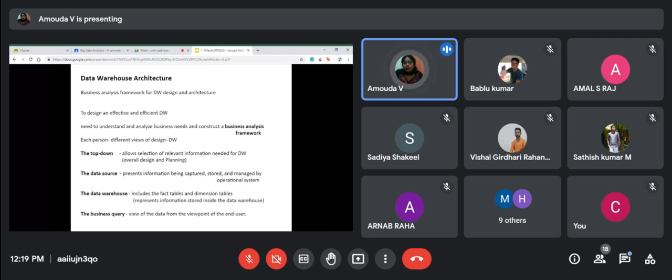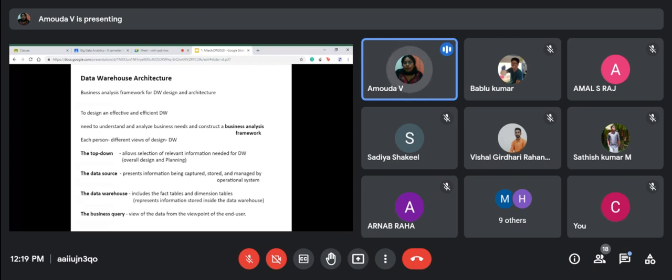Then what is the architecture? Whatever we have seen so far is the architecture actually. Business analysis framework, or design and architecture. Straight away, I'll tell you what the architecture is. You should be in a position to access the data in any dimension. The architecture, or the framework of the data warehouse, should be designed in a way to understand and analyze the business data and give reviews.